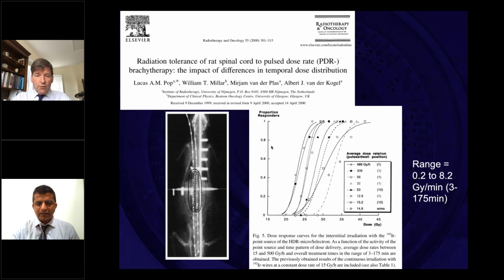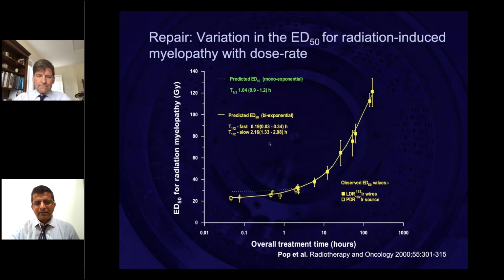And so what we call the ED50, that's the dose required for 50% of the rats to develop myelopathy. If you've got a relatively high dose rate, it's around 23 gray. And if you've got a lower dose rate, it can go up to about 30 gray. Now, from this animal model, we were able to plot the ED50 for radiation myelopathy versus the overall treatment time.